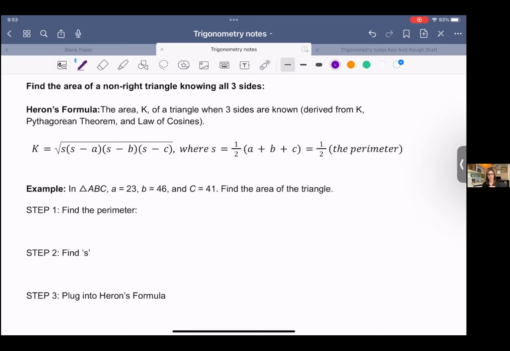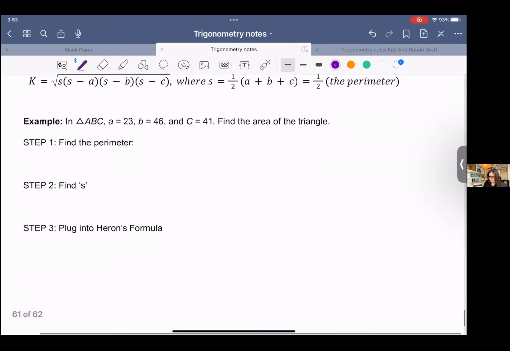But basically, long story short, the area K is the square root of S times S minus A times S minus B times S minus C. You're probably wondering, what is S? S is found by half of the perimeter. You might want to write that formula down if you don't have it. So if you have a running sheet, go ahead and write that down.